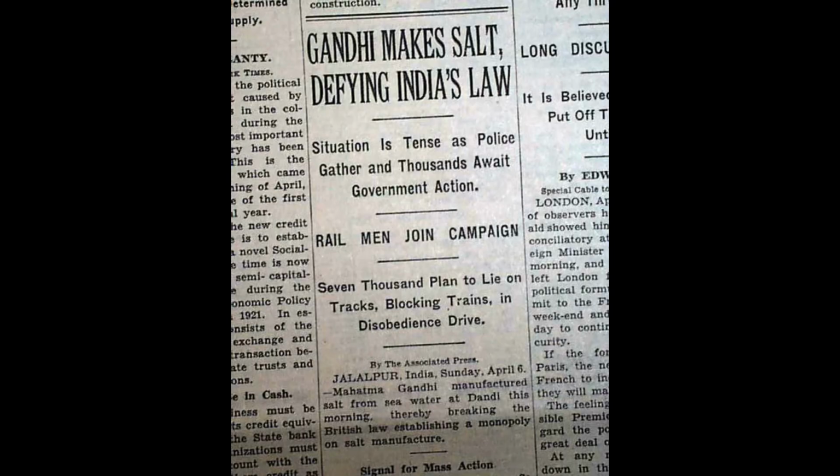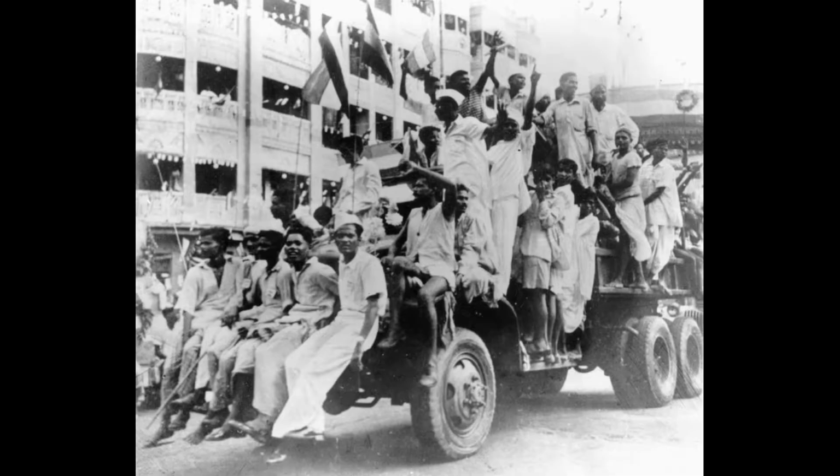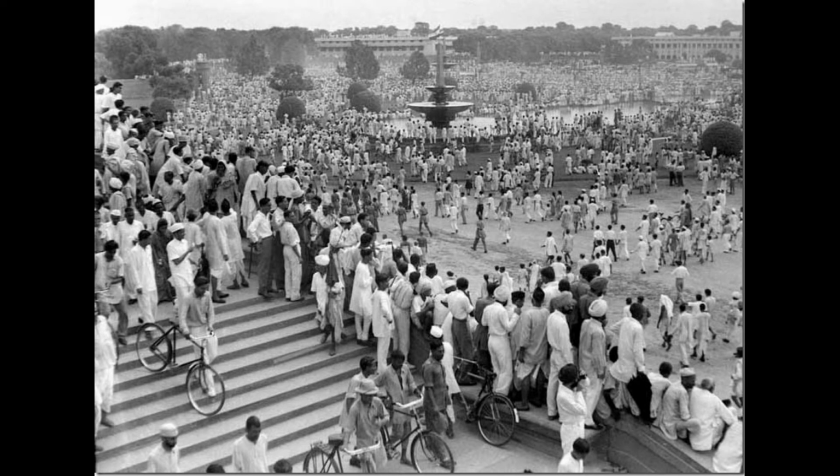The aim of this movement was a complete disobedience of the orders of the British government. During this movement, it was decided that India would celebrate 26th January as Independence Day all over the country. On 26 January 1930, meetings were held all over the country and the Congress tricolour was hoisted.